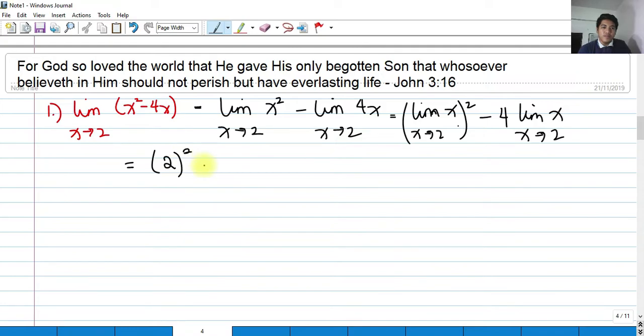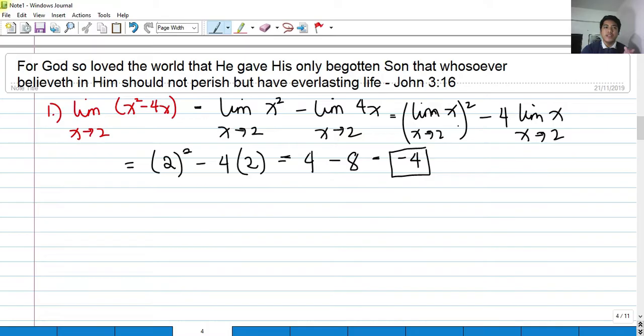So we have 2 squared minus 4 multiplied by the limit of x as x approaches 2. Simply, we substitute the value of 2 for x by property. So we have 4 minus 4 times 2 is 8, and that results in negative 4.